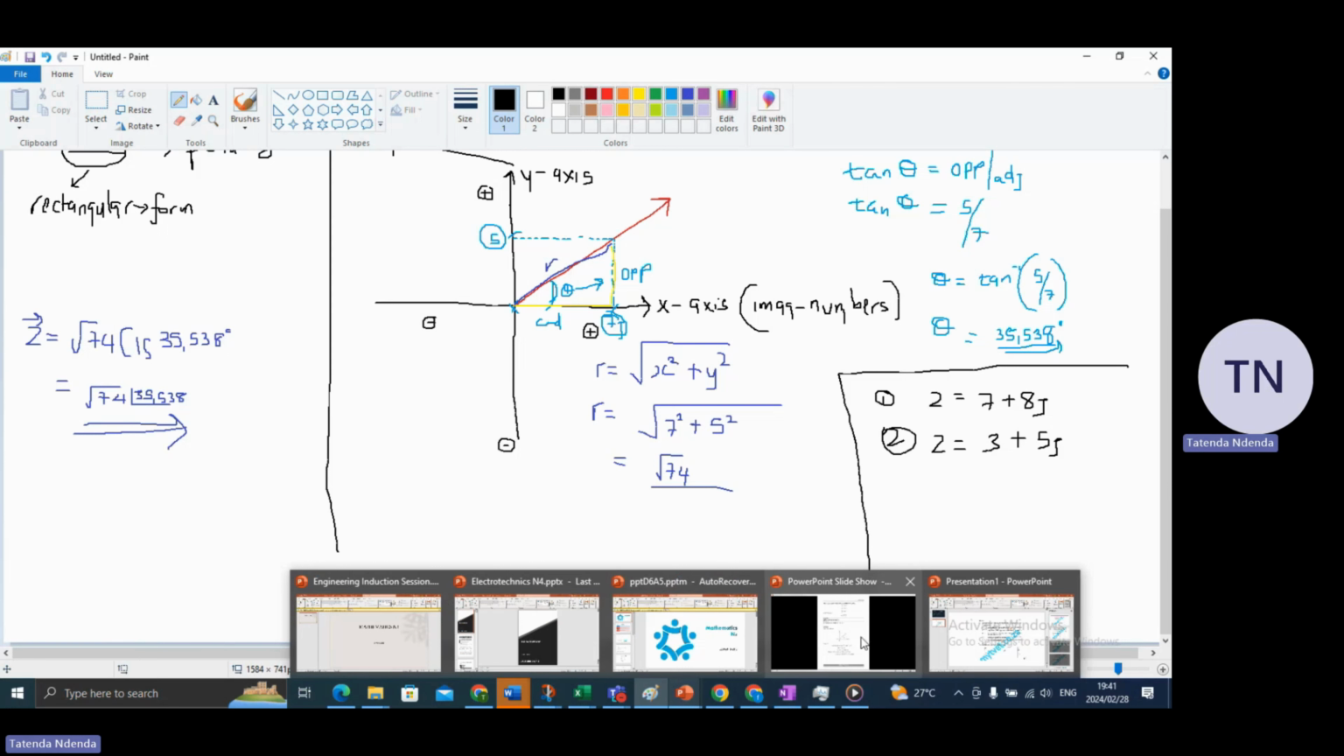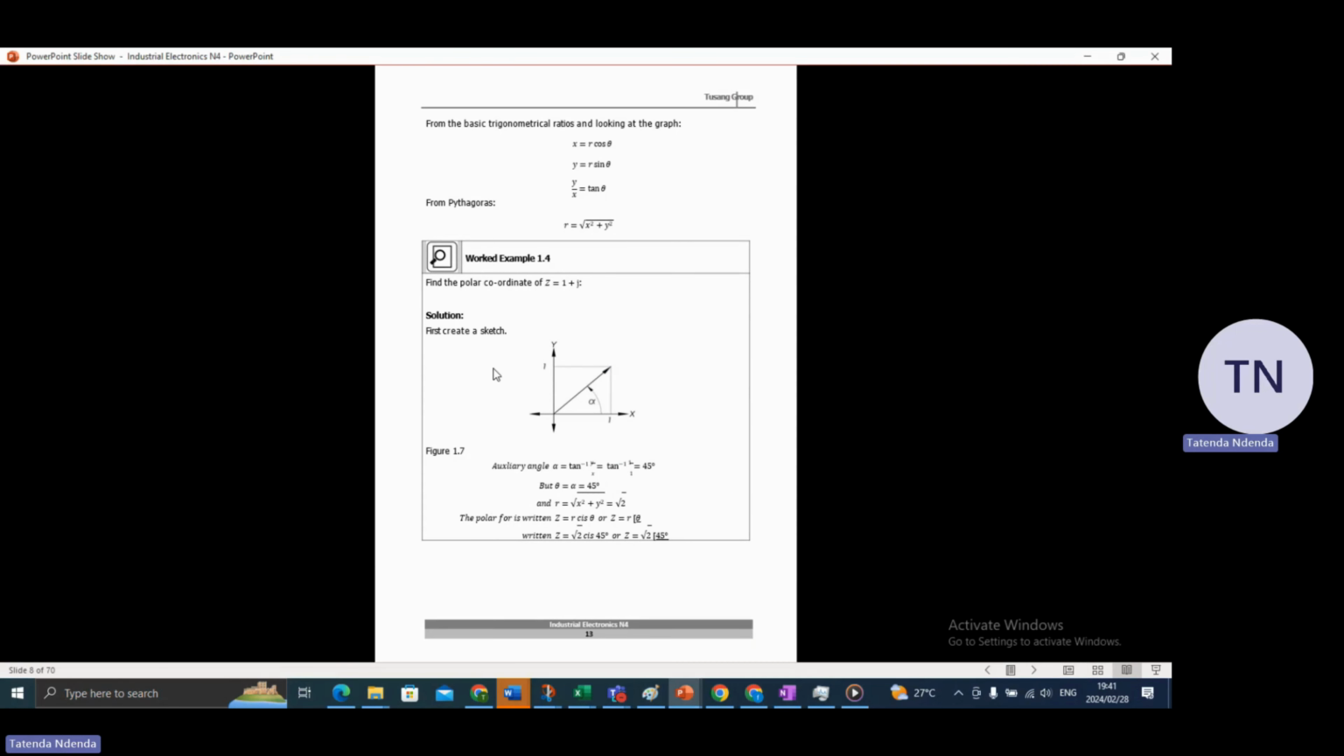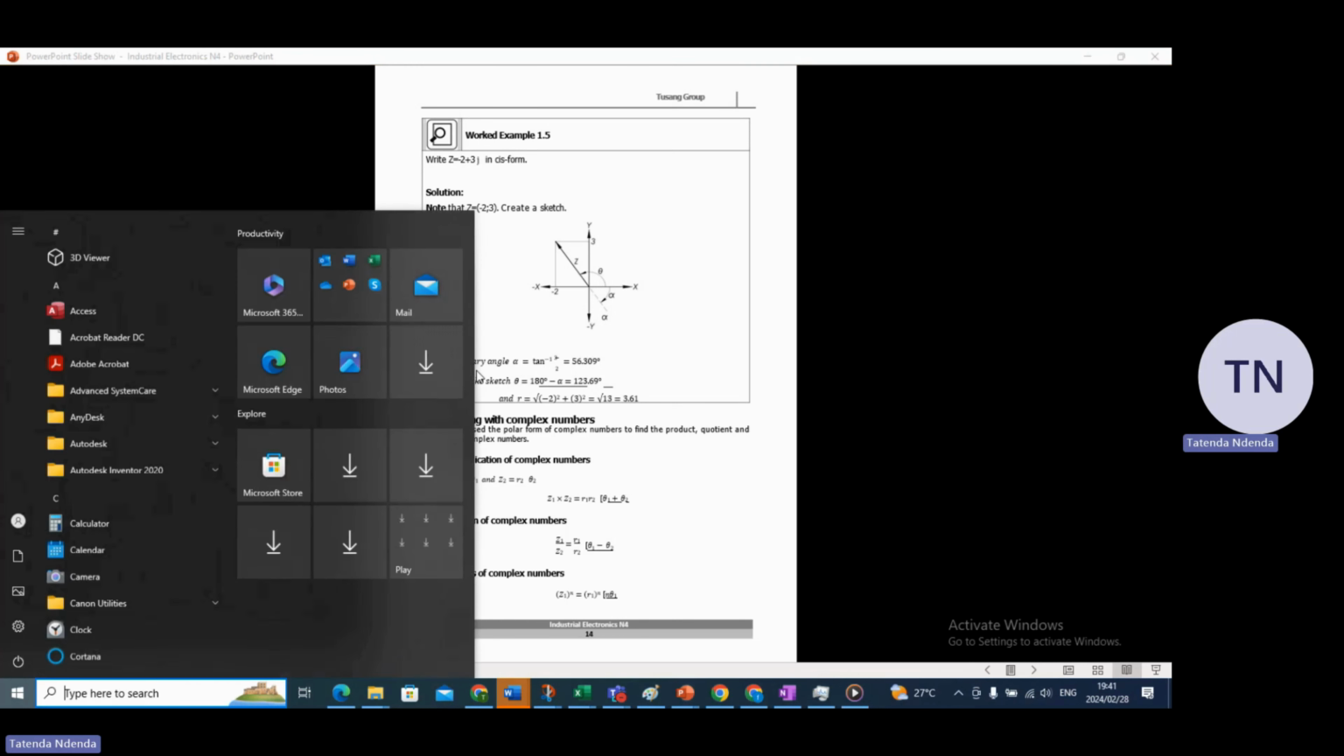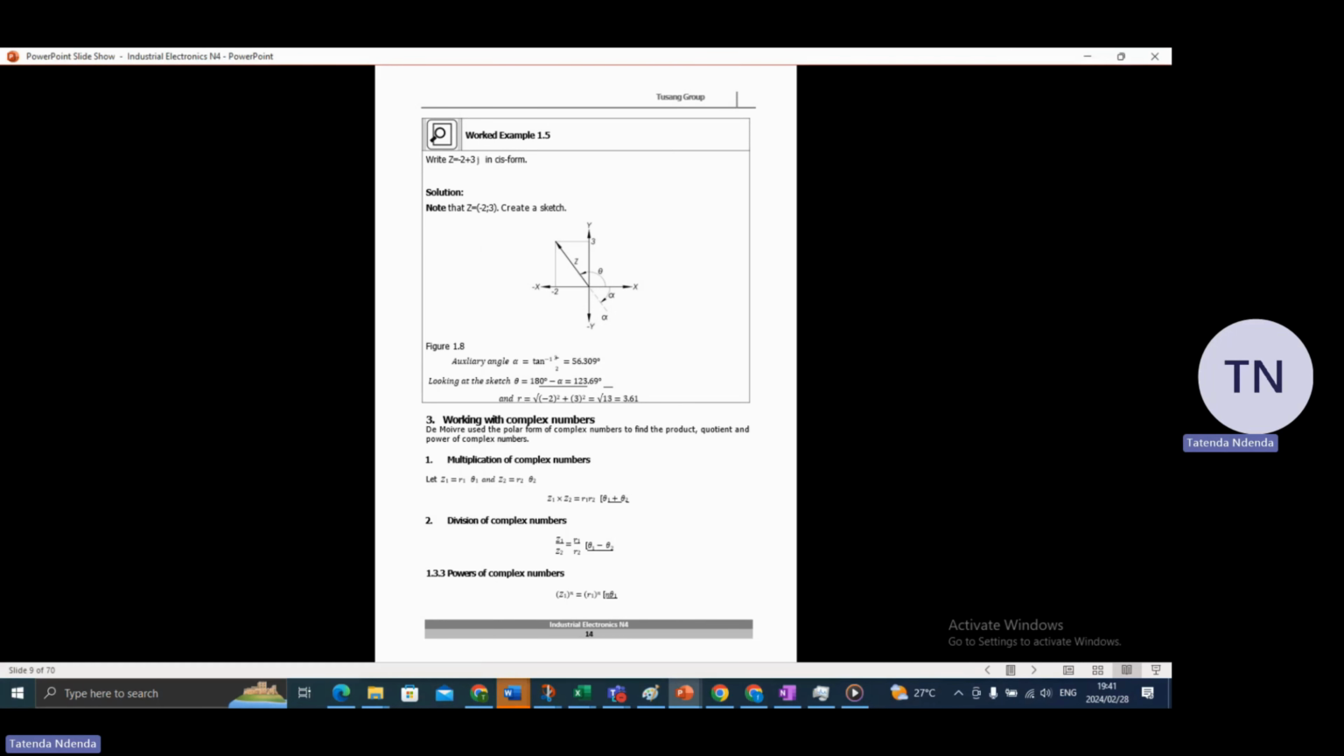So now we can move back here and check the other equations. For example, here you can see Z is equals to -2 plus 3J in CIS form. CIS form simply means that we are converting from rectangular form to polar form. So Z is equals to -2 and 3. Where are they getting these values from? Let me try to enlarge this.